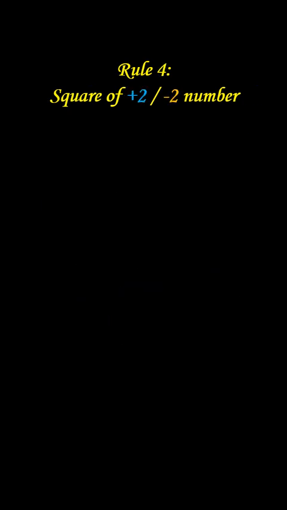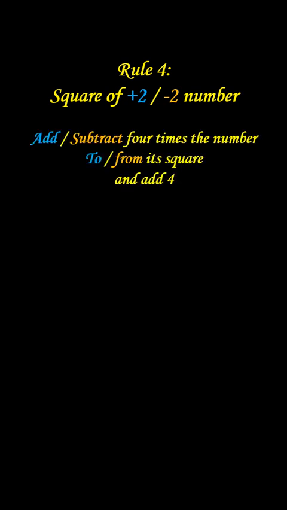Rule number 4. This is for the numbers which are 2 apart from the base number, plus 2 or minus 2. Here, add or subtract 4 times the number to and from its square and add 4. So, earlier rule was to add or subtract 2 times the number and add 1. Here, in this rule, it is add or subtract 4 times the number to or from its square and add 4.